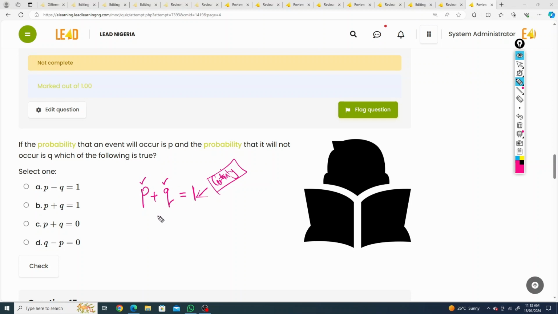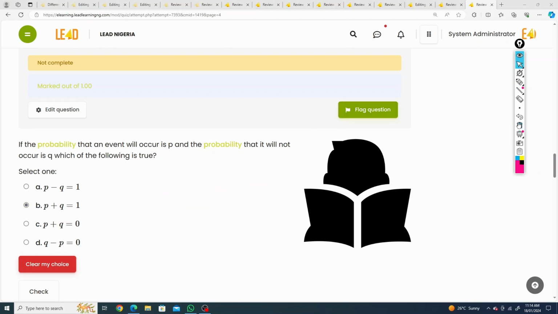So you could just skip back like a minute to the previous question, where I also answered something similar and did an explanation drawing balls and all that. The correct answer is B. The probability that it occurs or does not occur must be, it is certain that one of them must happen.